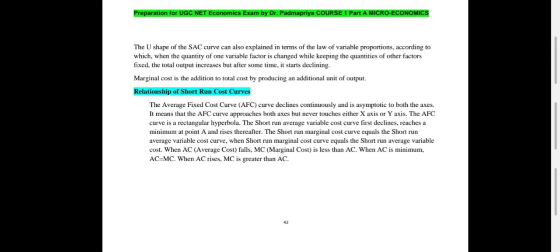When average cost falls, marginal cost is less than average cost. When average cost is minimum, AC is equal to MC. When average cost rises, marginal cost is greater than average cost.